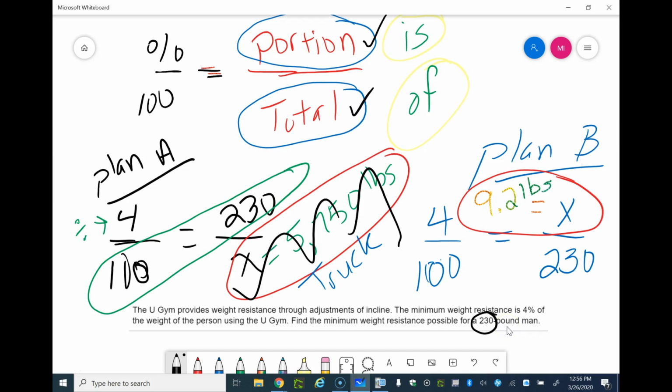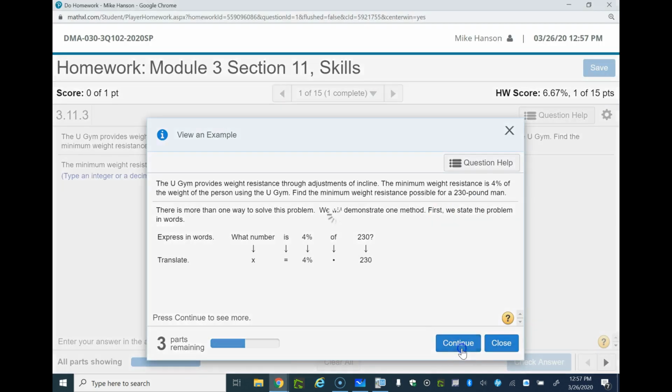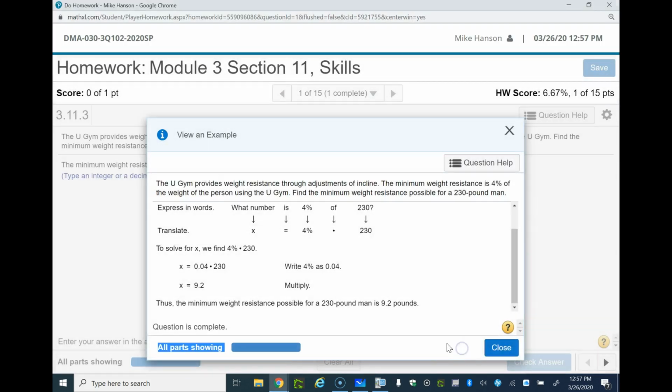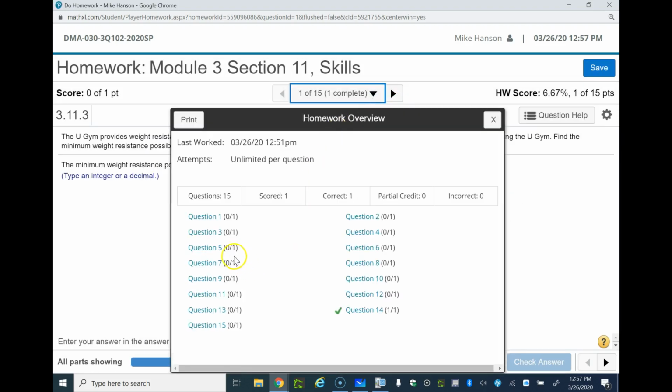This is the reason why I set up plan A and plan B: if we get confused on where to place the portion or the total, one of these answers is not going to make any sense whatsoever if you put it back into the problem. That should help us solve the majority of these problems in MyMathLab. So let's go down to the bottom, and we verify the answer will be 9.2. Let's move to another example, and we're going to do number 4 this time.